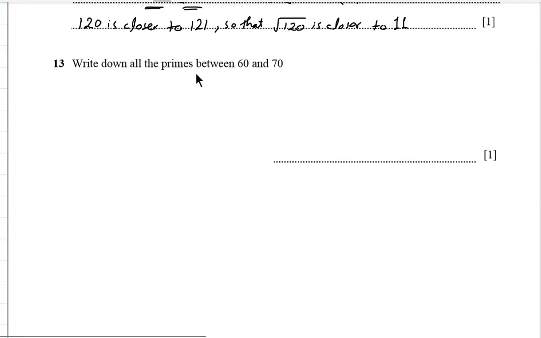Question 13, write down all the primes between 60 and 70. Okay, we have 61, it's not divisible by any prime numbers, like 2, 3, 5. 62 is even, 63 is divisible by 3, 64 is even, 65 is divisible by 5, 66 is even, 67, okay, 67, and also 68 is even, 69 is divisible by 3, and then this is the answer.